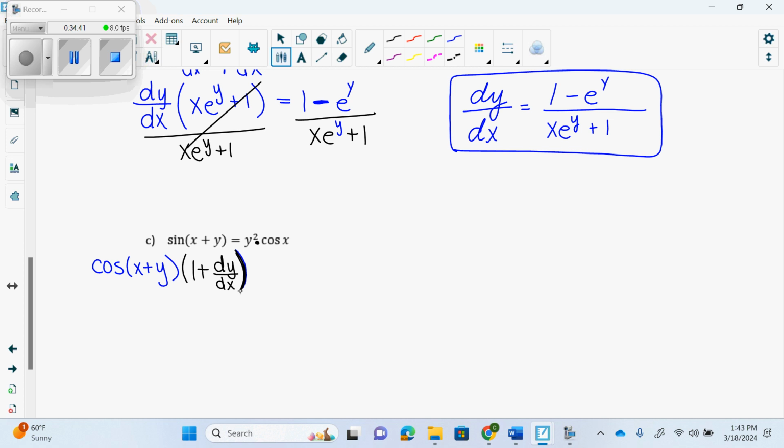Okay, then this side we have an f and a g. So we're going to do g, which is cos x, f prime. What's the derivative of y squared? 2y dy dx. Plus, so it's gf prime plus f, which is y squared, g prime. What's the derivative of cos? Negative sine x.